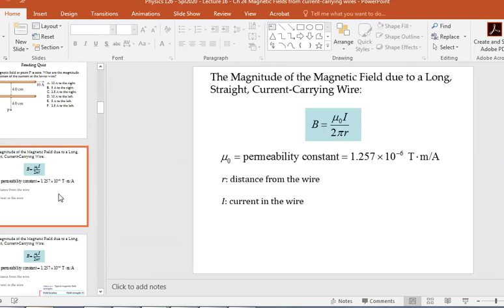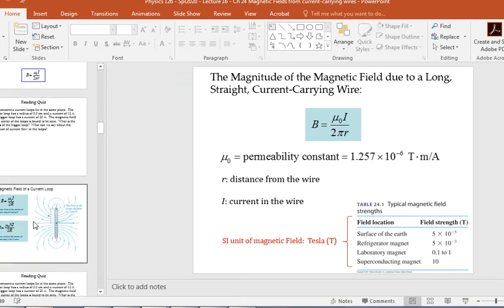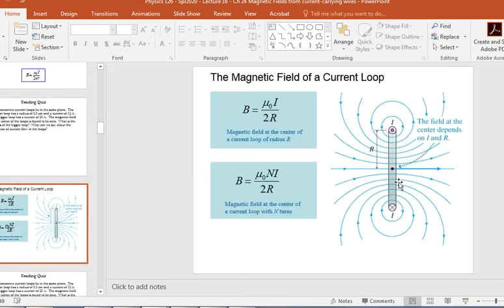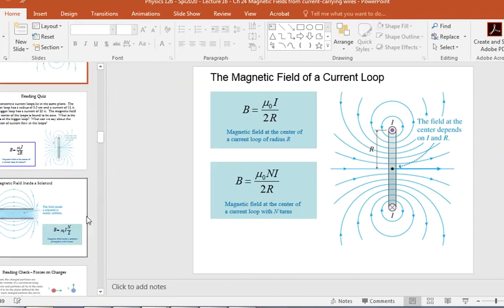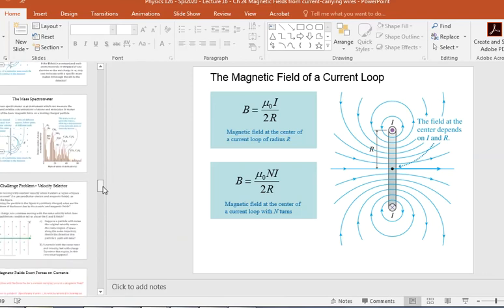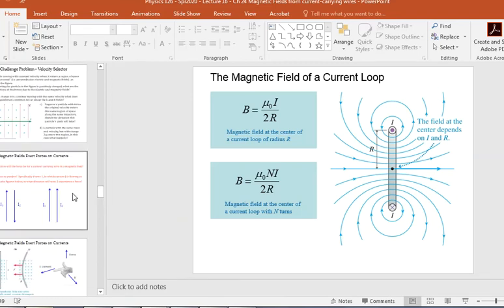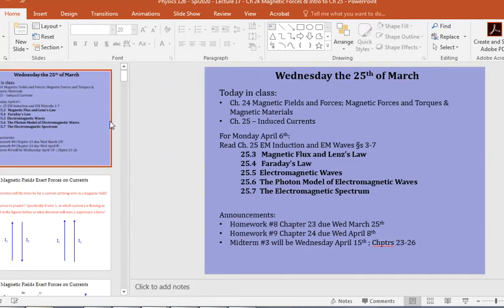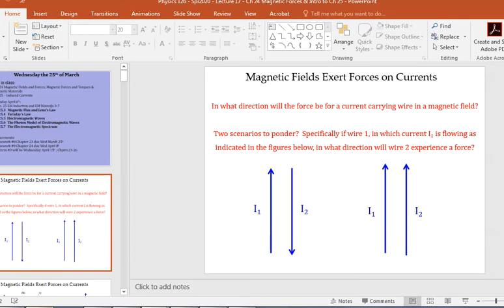And so we had a number of formulas. This one was for the magnetic field some distance away from a straight wire, and we also had another equation for the magnetic field at the center of a loop of wire. That's just some basics. Then we also started to touch on how this works if you have two wires near each other, so let's go on to talking about that now.